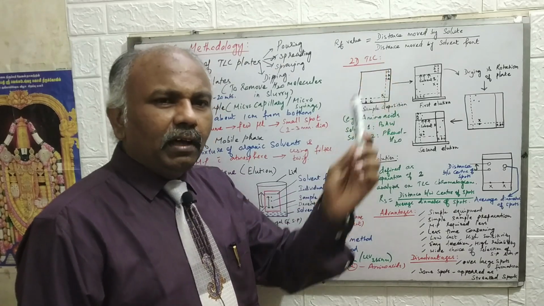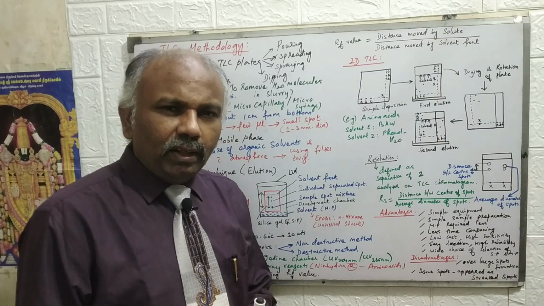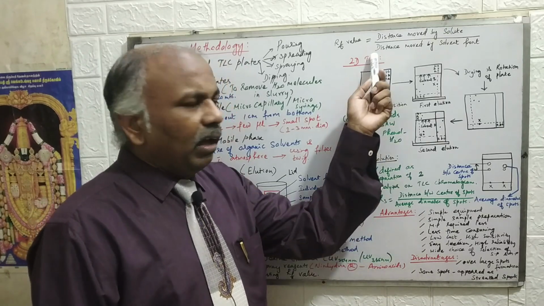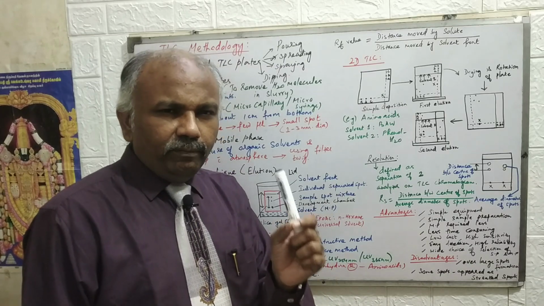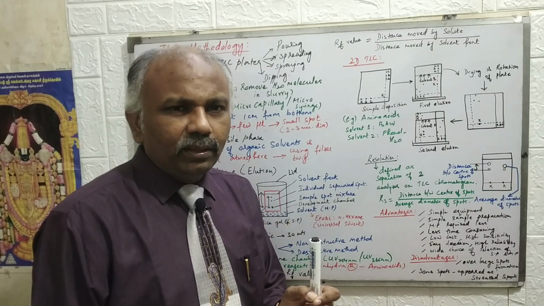If you multiply the RF value by 100, we call it the HRF value. Sometimes in natural products we use the HRF value. This RF value is a qualitative parameter. For every substance, the RF value will be different in different mobile phases that we use.